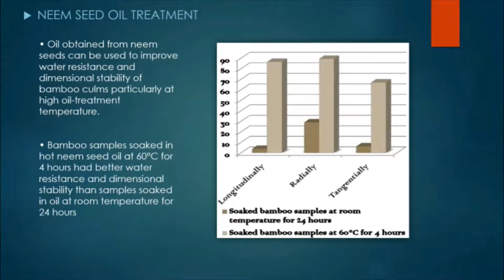The graph represents a comparison of bamboo soaked in hot neem seed oil at 60 degrees Celsius for 4 hours and bamboo soaked in oil at room temperature for 24 hours.